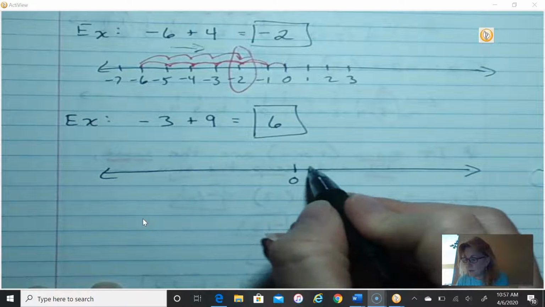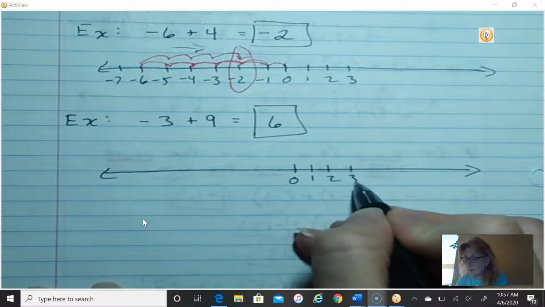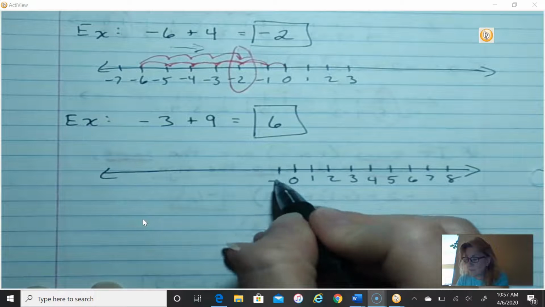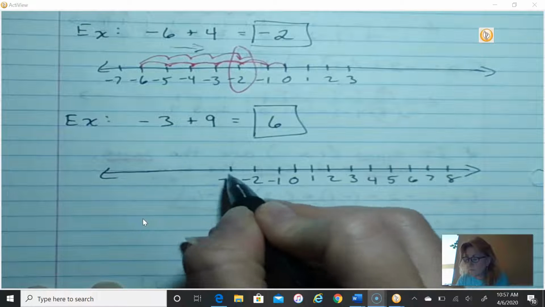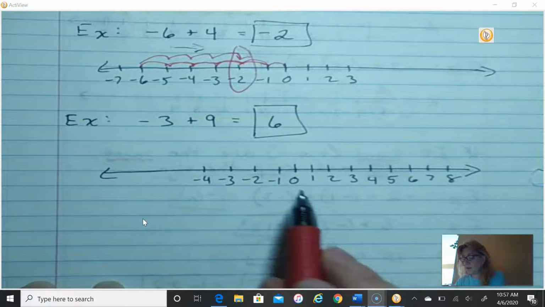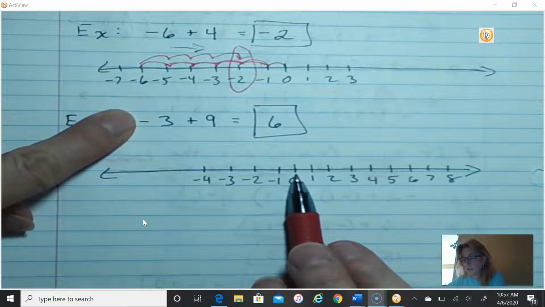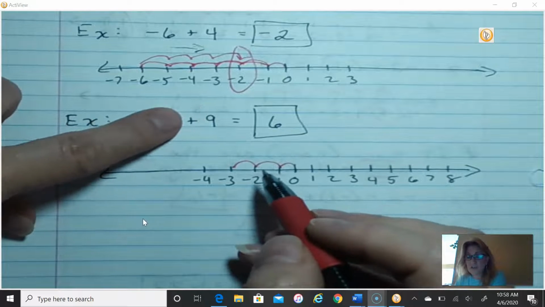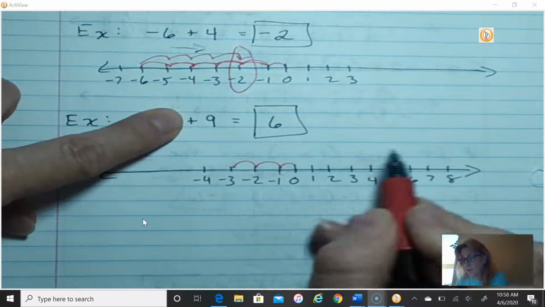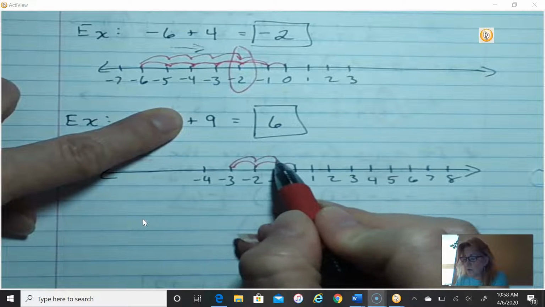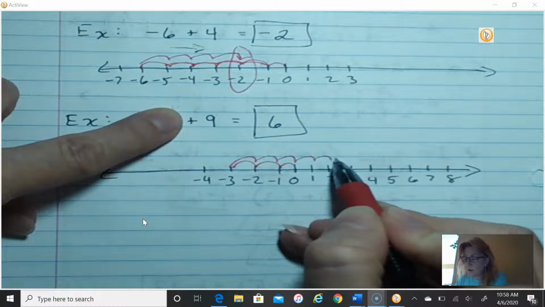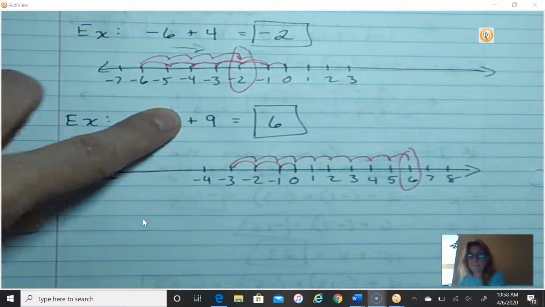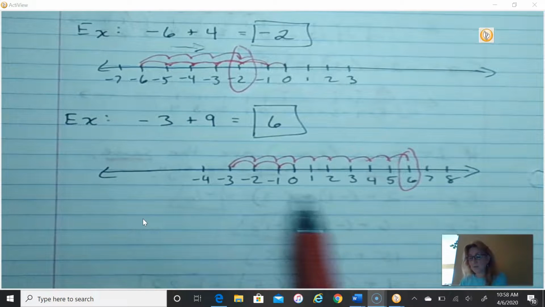Let me show you on the number line. Okay, we're going to start on 0, and we go left 3 because that's minus 3. 1, 2, 3, and then we're going to add 9, and that's going this direction. 1, 2, 3, 4, 5, 6, 7, 8, 9. There I have that. The number line is there.